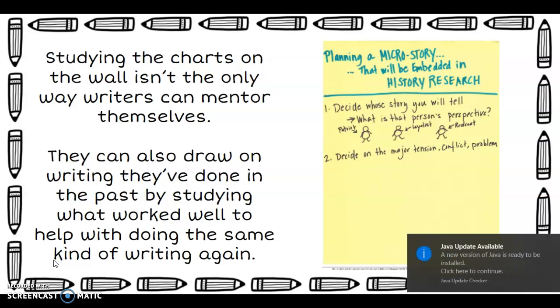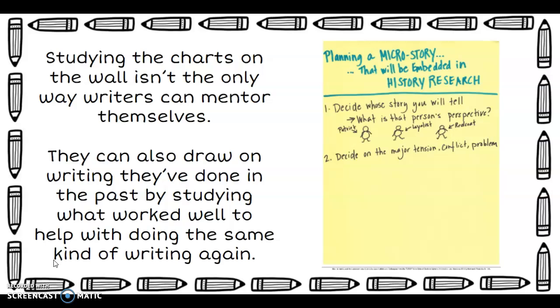If you look at the poster, planning a micro story that will be embedded in history research, first of all, you decide whose story you will tell. In other words, what is that person's perspective? Is it from the perspective of a patriot, a loyalist, a redcoat? And then, of course, decide on the major tension or conflict in the story.